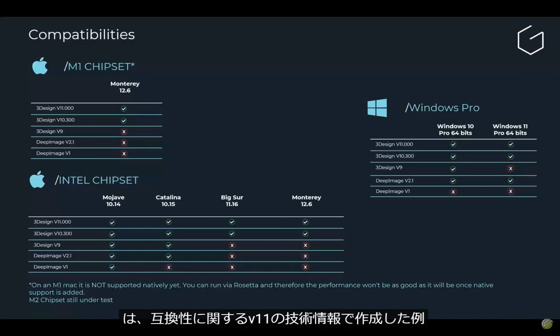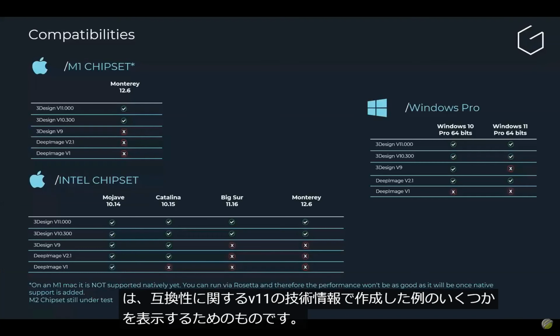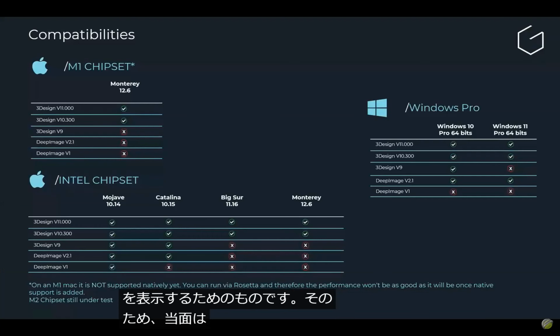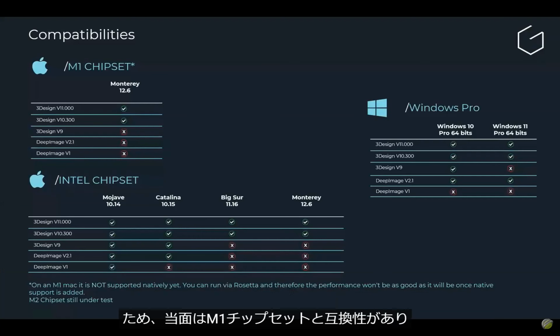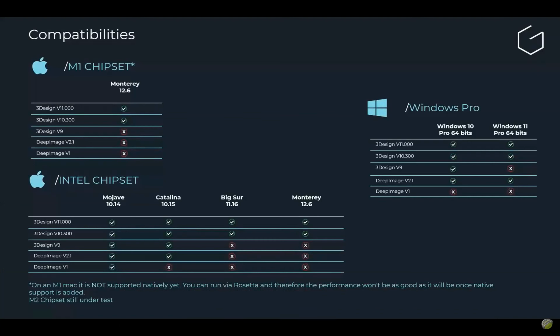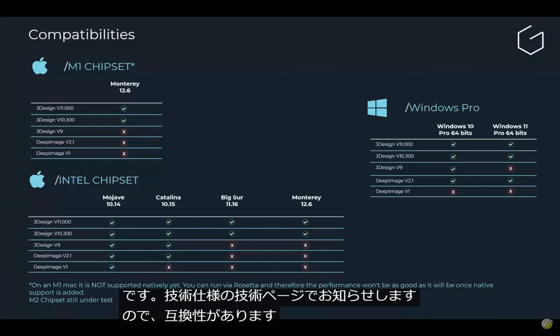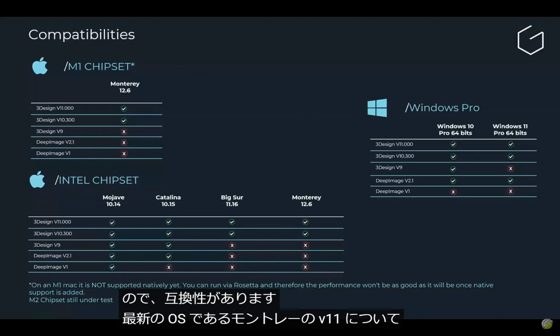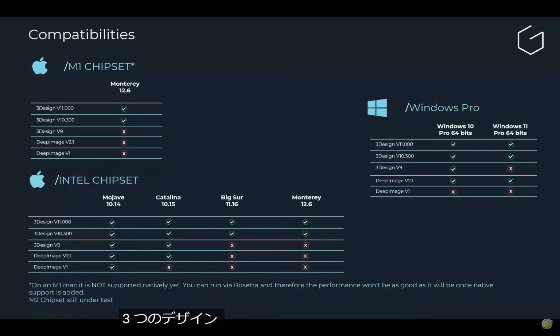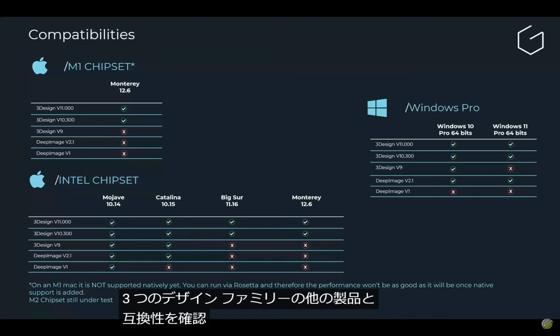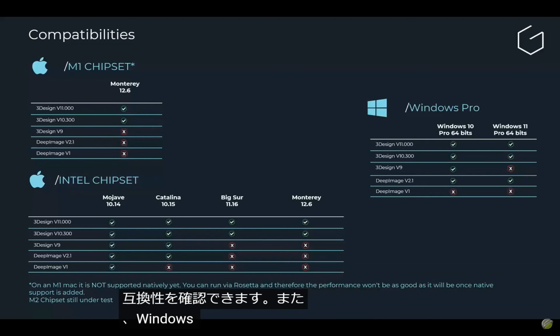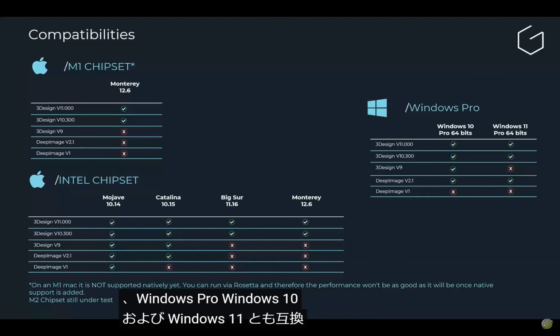Technical info regarding the compatibilities. We are compatible with the M1 chipset for the moment. M2 is under test. We will inform you through the technical page for technical specifications. V11 is compatible with Monterey, which is the latest OS, and you can see the other products from the 3Design family and their compatibilities. And of course, we are also compatible with Windows Pro, Windows 10, and Windows 11.